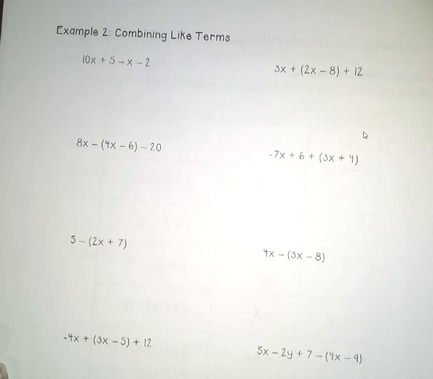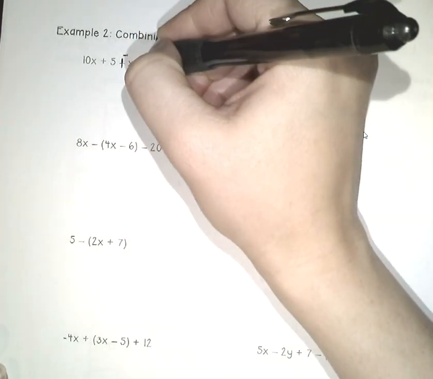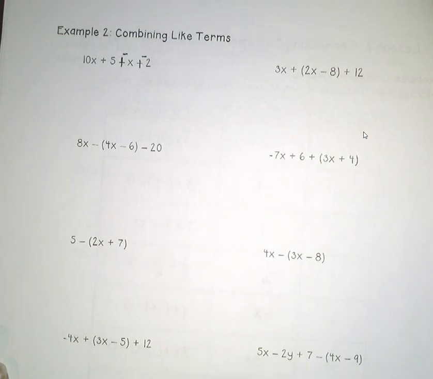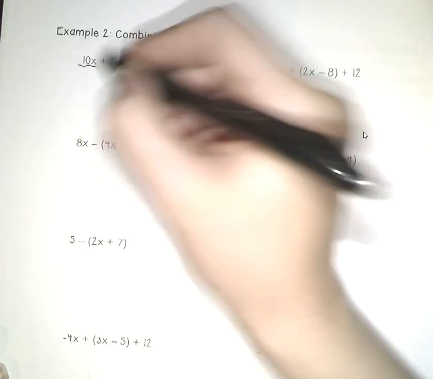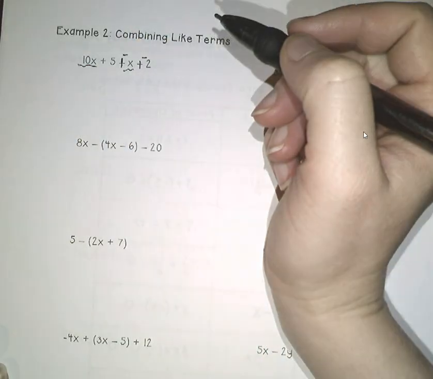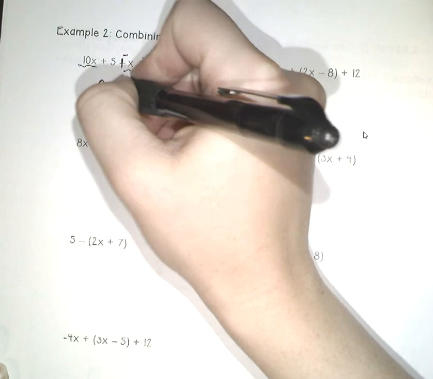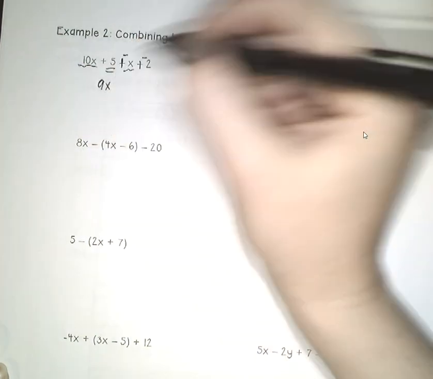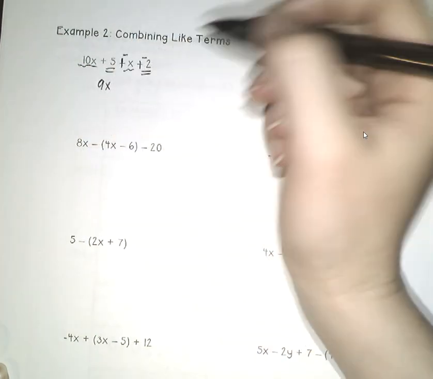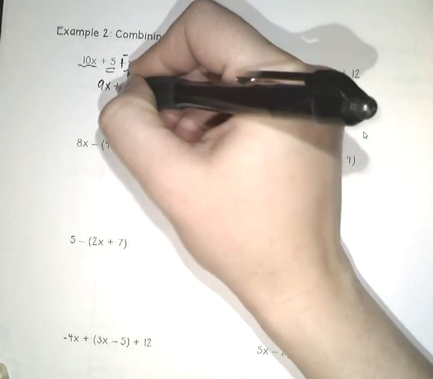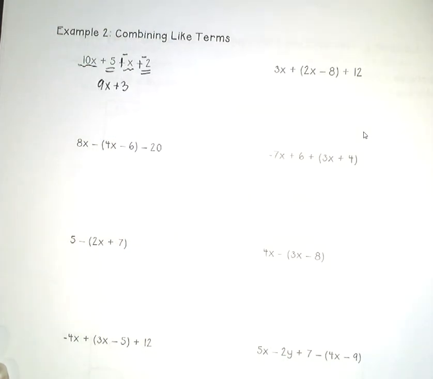Okay, so first thing you want to do is to change all the subtraction problems into addition of the opposite. And when we are done with it, we are going to add like terms. So 10x, I'm adding to negative x. 10x plus negative 1x is 9x. 5 plus negative 2 is going to be 3. So I got 9x plus 3.